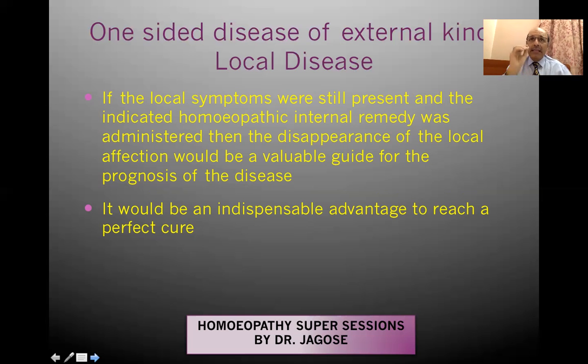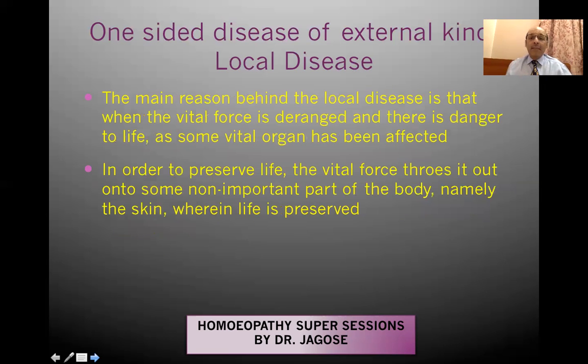Why? Because he has administered a homeopathic remedy which is based on characteristic symptoms and has administered it internally. This internal medicine has taken care of the internal cause of the disease, of a local disease, that is the miasm, either psora, syphilitic, or the psychotic miasm. The main reason behind the local disease is that the vital force is deranged and there is a danger to life as some vital organ has been affected.